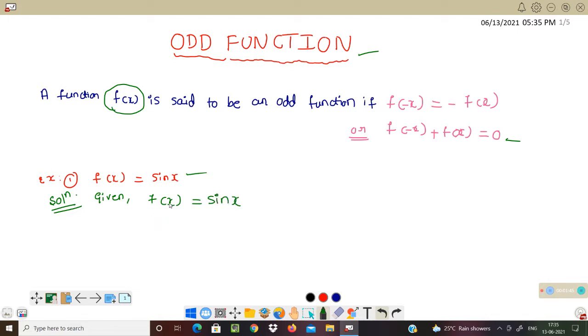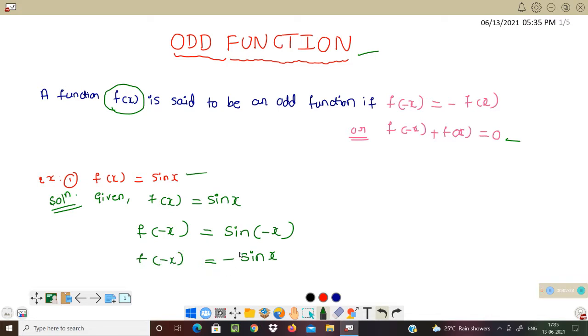Now what you have to do is, in the place of x, just put minus x. If you put minus x in this given function, it becomes sine of minus x. We know the standard formula, right? Sine of minus x is nothing but minus sine x. You can also write down here f of minus x.